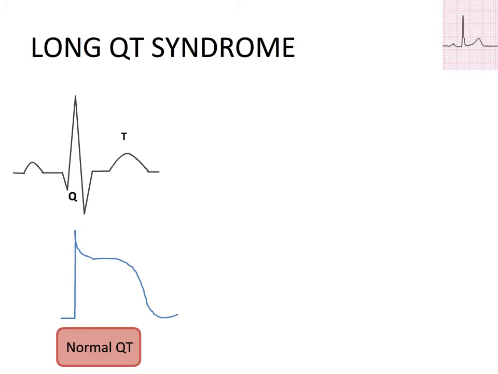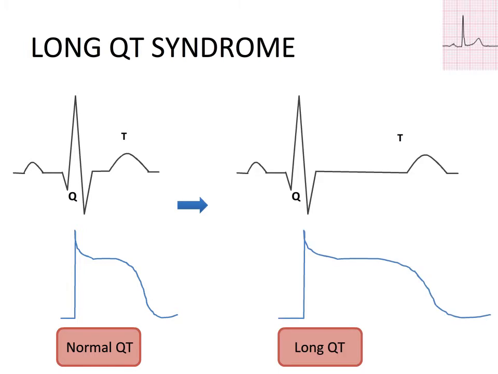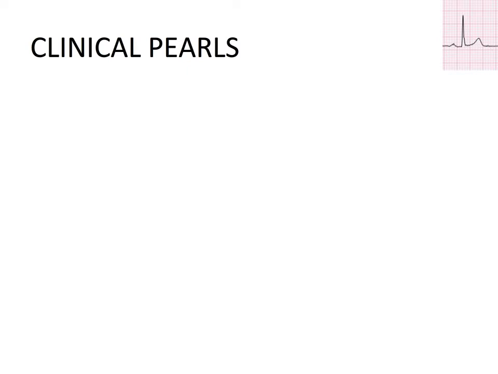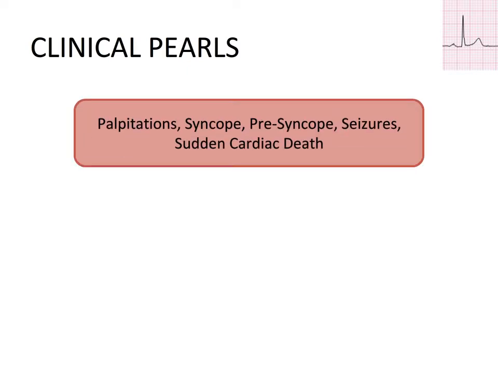The problem with having a prolonged QT, and the reason it can cause so many problems, is that it leads to prolongation of the action potential by increasing the time required for repolarization. This then allows time for oscillations in the membrane potential, which may lead to polymorphic VT or torsade. Remember that long QT syndrome can present as palpitations, syncope or presyncope, seizures, or sudden cardiac death.